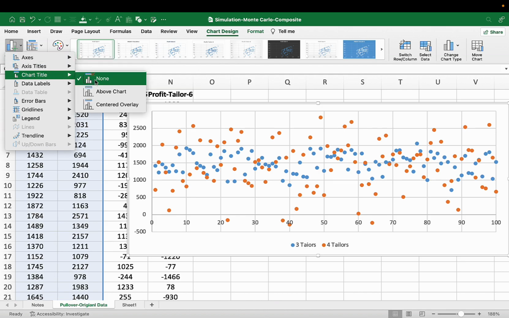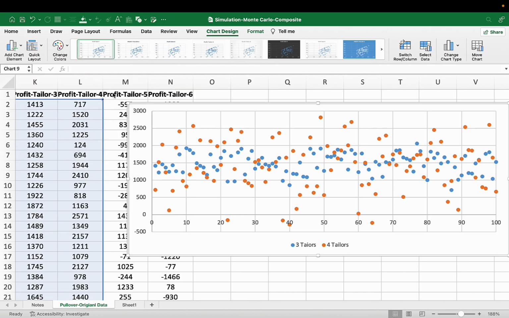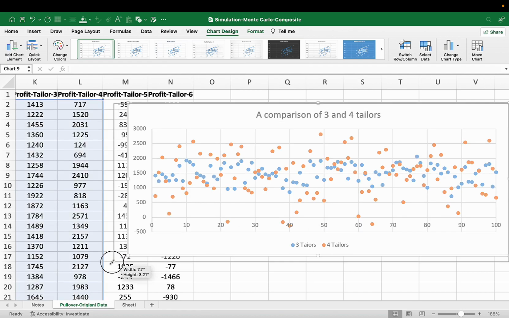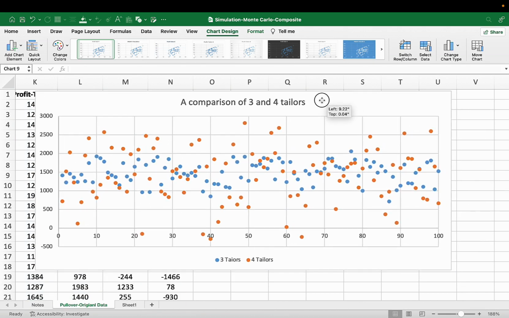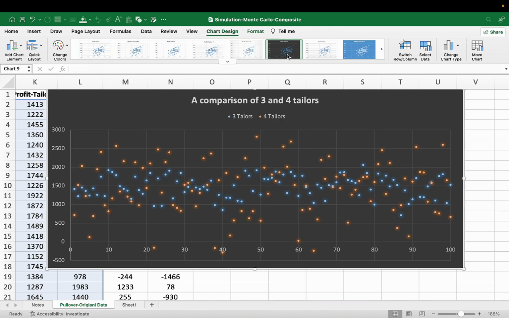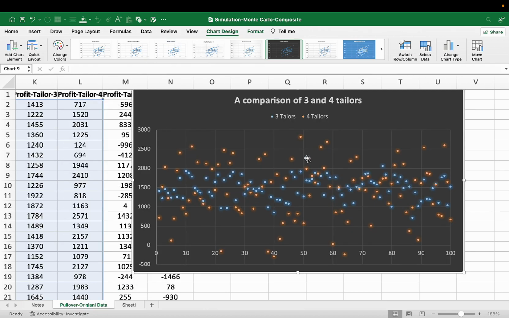So here is chart title, I want it above chart, and that would be a comparison of 3 and 4 tailors. Okay, we are almost done. Now one more thing that you can do, again it's all aesthetics. Maybe for example you can change the layout or pattern. I mean, you can click on this one if you like it, maybe this one. Well, it's your choice. You can choose any design from here.